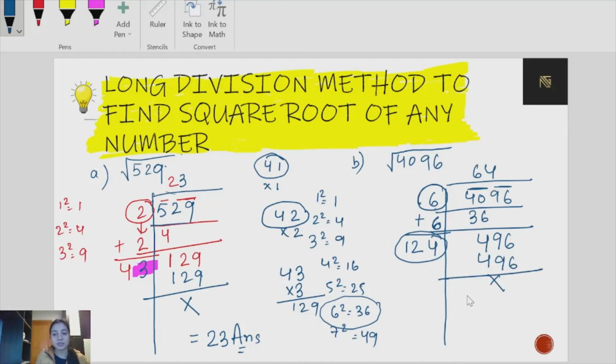And our remainder is 0 now. We need to stop the process and we got square root of 4096 as 64.